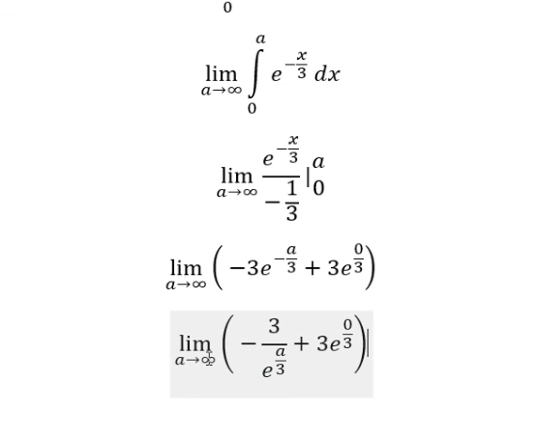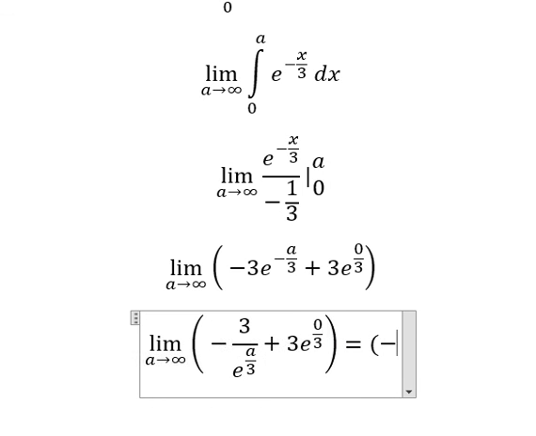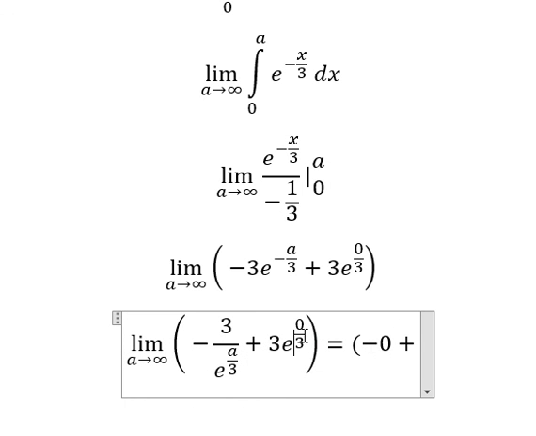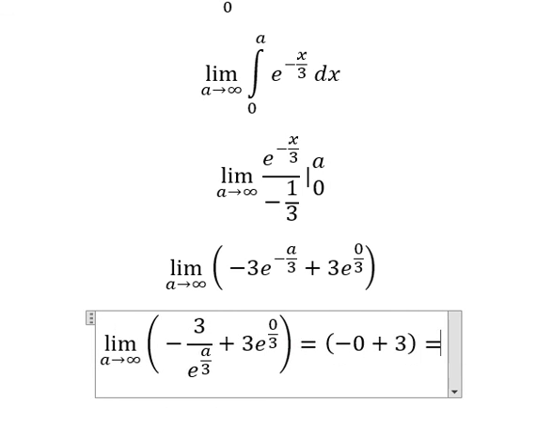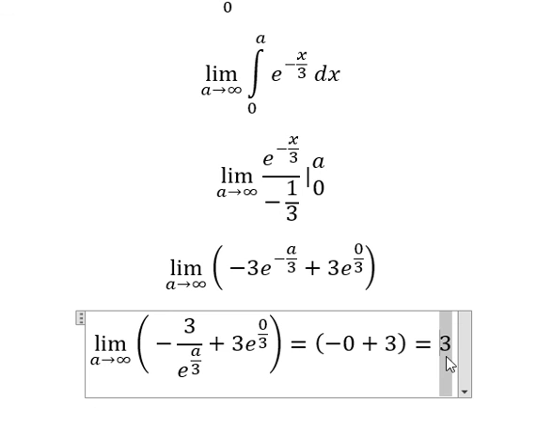So when a approaches positive infinity, this one will go to positive infinity. Number 3 divided by positive infinity, you get 0. This one we have number 1, and we have positive number 3.